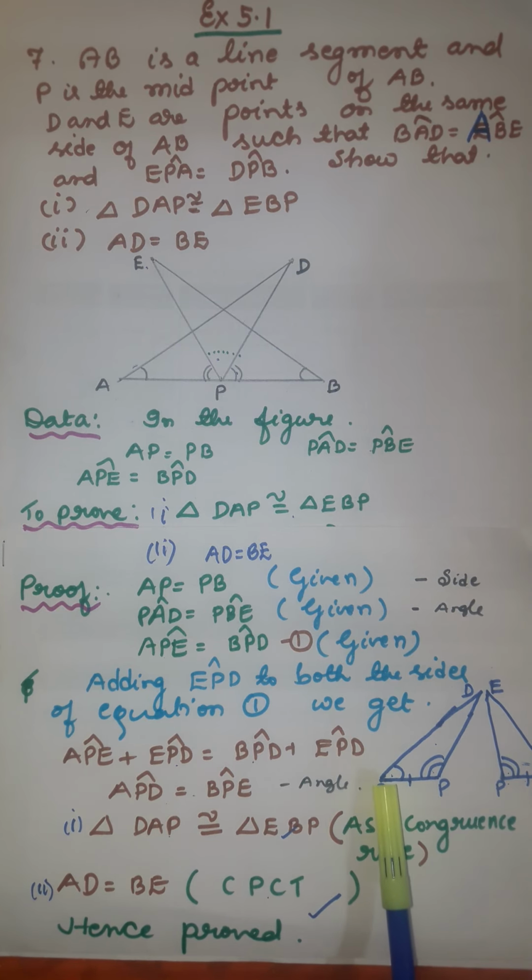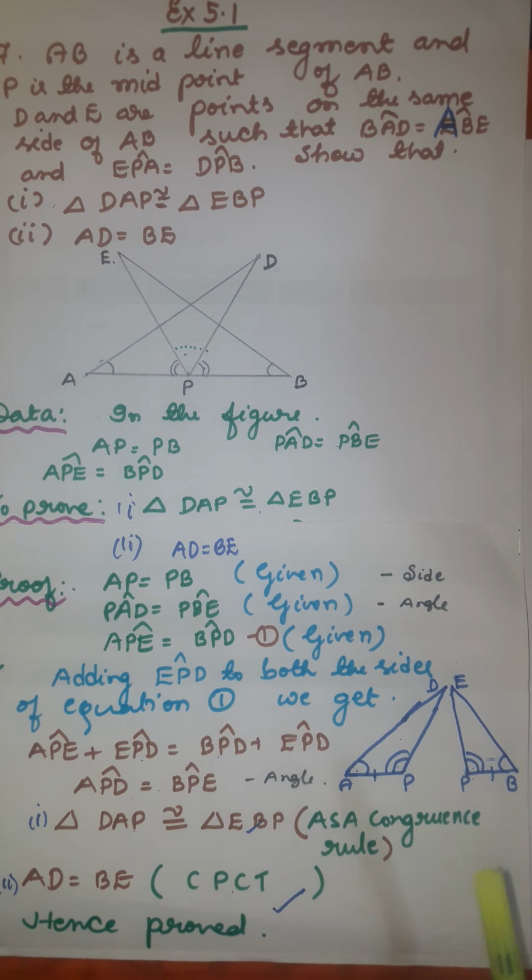You find here two angles and the included side of this triangle are equal to the corresponding two angles and included side of this triangle. That means angle PAD, angle APD and included side AP of triangle DAP are equal to the corresponding angles, angle PBE, angle BPE and included side PB of triangle EBP. Then these two triangles are congruent. So therefore triangle DAP is congruent to triangle EBP. Angle, side, angle. So what is the reason? ASA congruence rule.